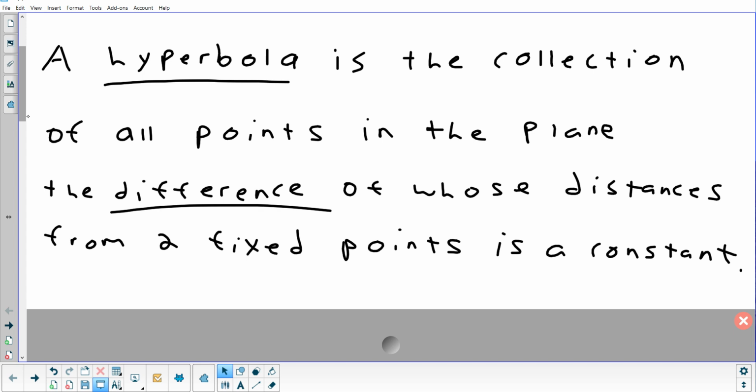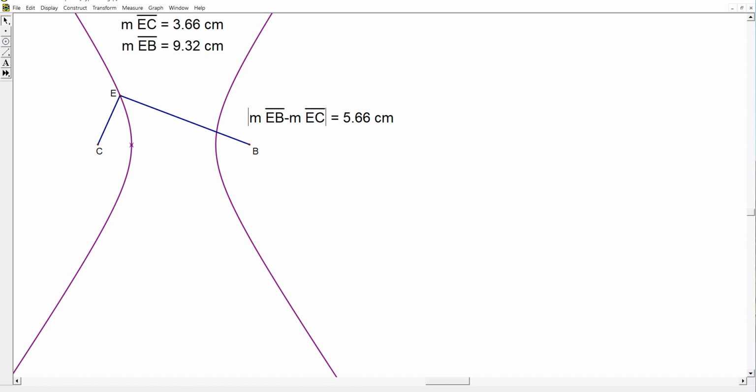So we're measuring the distance from two fixed points. In the picture that I'm bringing up, the two fixed points are C and B. Those are my fixed points. E is a point that I can drag anywhere along the branches, that's what they're called, the branches of this hyperbola. So these two numbers up here are going to change. But when you subtract the two, and you take the absolute value, it's always going to come out to 5.66. If I didn't take the absolute value, it could come out to negative 5.66. Subtracting them will always result in 5.66.